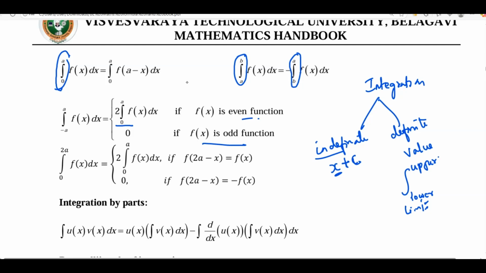Then integral of 0 to 2a f of x dx, again you'll have two values. When f of 2a minus x equals f of x, the integral value will be 2 times integral of 0 to a f of x dx. And whenever f of 2a minus x is minus f of x, a negative value, then the value of the integral will become 0.